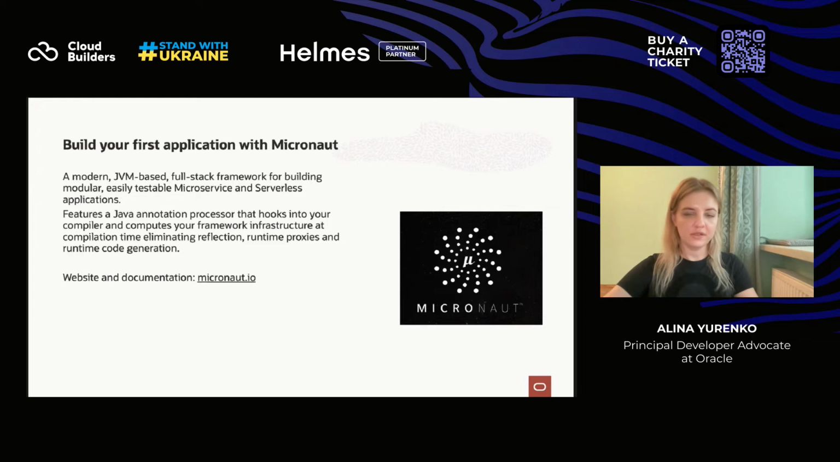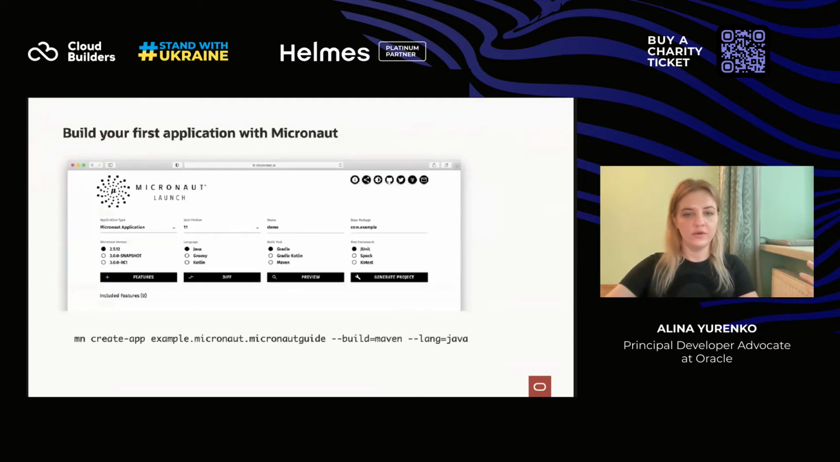So one of such frameworks is Micronaut. It's a great framework for building serverless and microservices applications, but also basically any kinds of Java applications. And it works really great with GraalVM and native image in particular from day one. So it's really well integrated, and the support for native image is really great there.